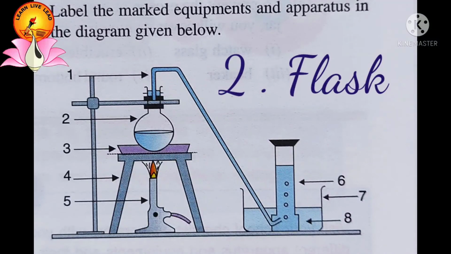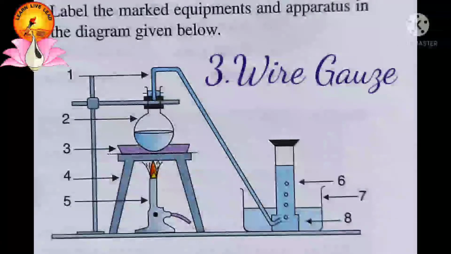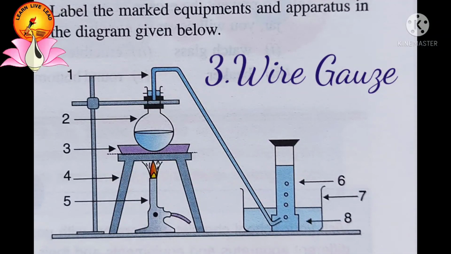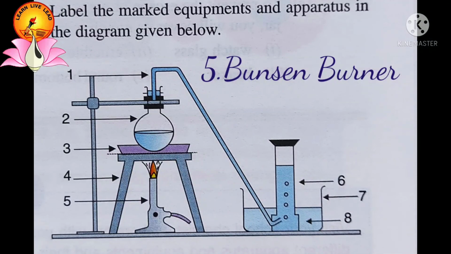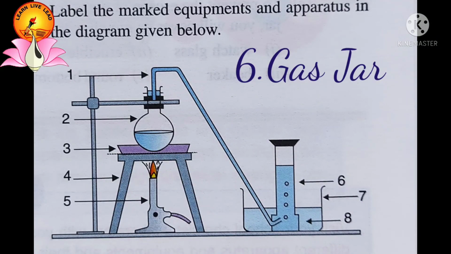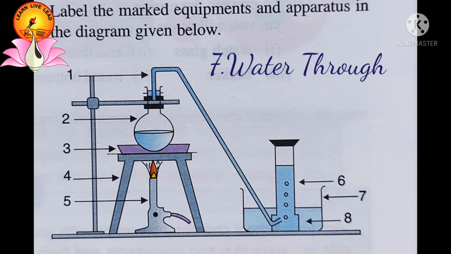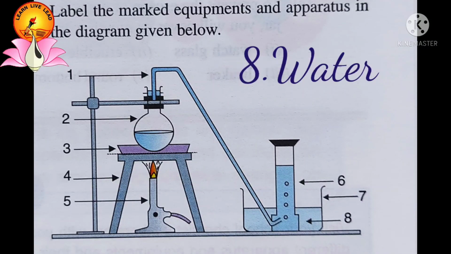Second, round bottom flask. Third, wire gauze. Fourth, tripod stand. Fifth, Bunsen burner. Sixth, gas jar. Seventh, water trough. Eighth, water.